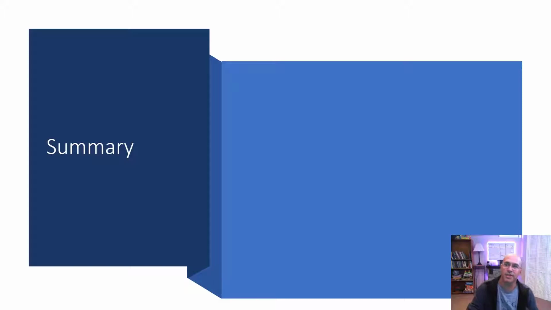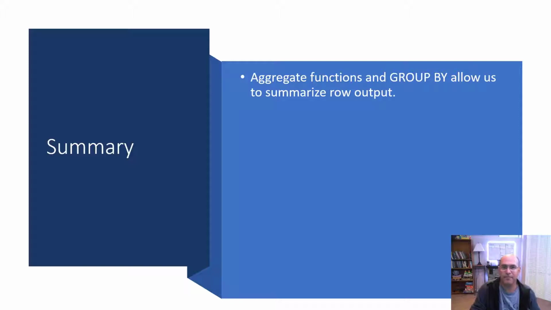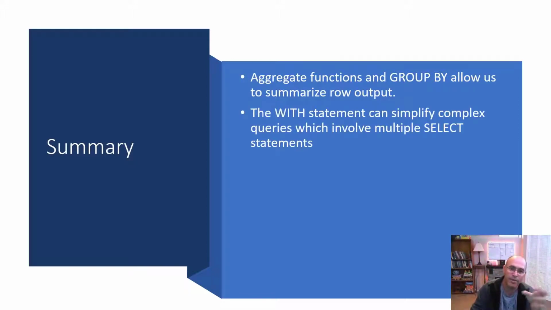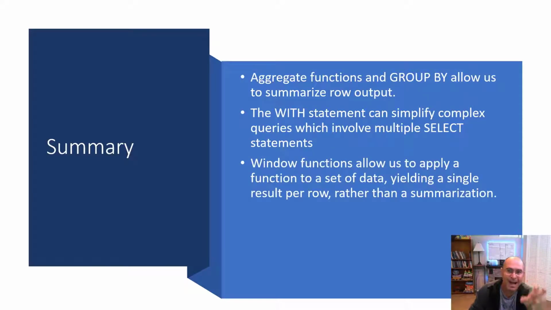Whew, that was a long unit, but we covered a lot. We talked about aggregate operators and functions and group by and how they allow us to summarize our row output. We looked at the with statement and how we can simplify complex queries, which involve multiple select statements and or subselects. We looked at the power and functionality of window functions, which allow us to apply a function over a set of data, yielding a single result per row. We also understand the difference between mapping operations and reducing operations. And we saw how the window function is technically a mapping operation that uses a set of data.